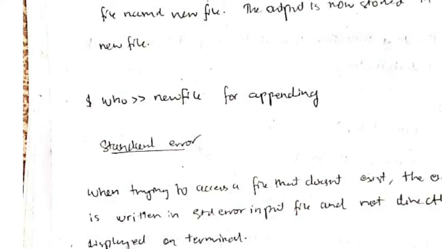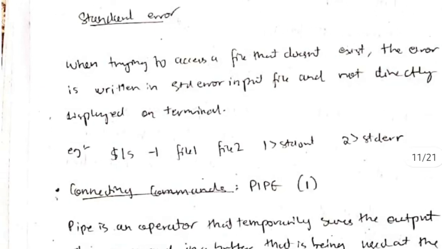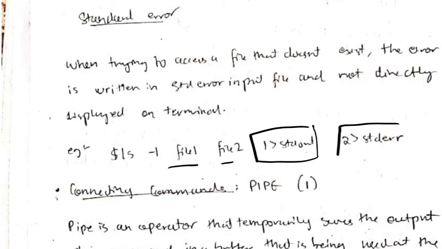And lastly we have the standard error. If there is any error in these two files, that will be stored in the standard error. The output will be stored here and the error will be stored here.